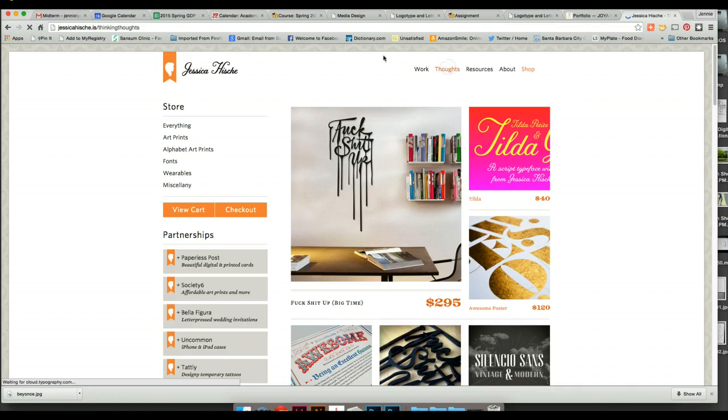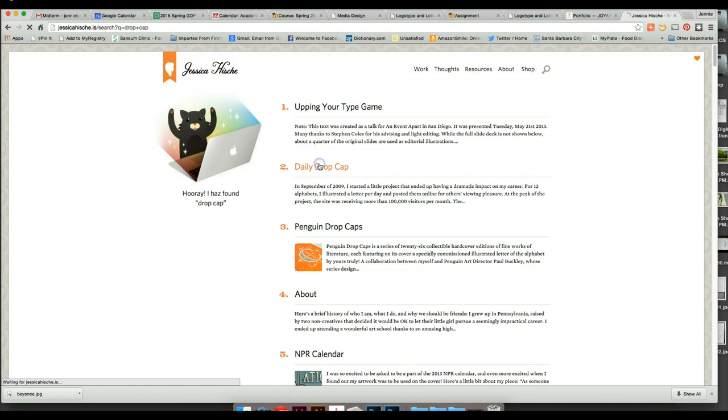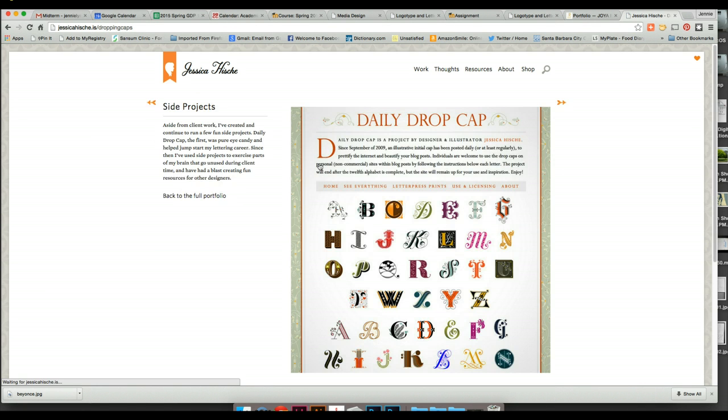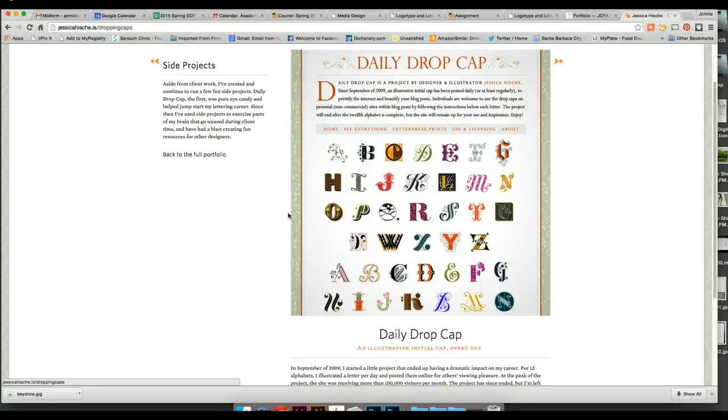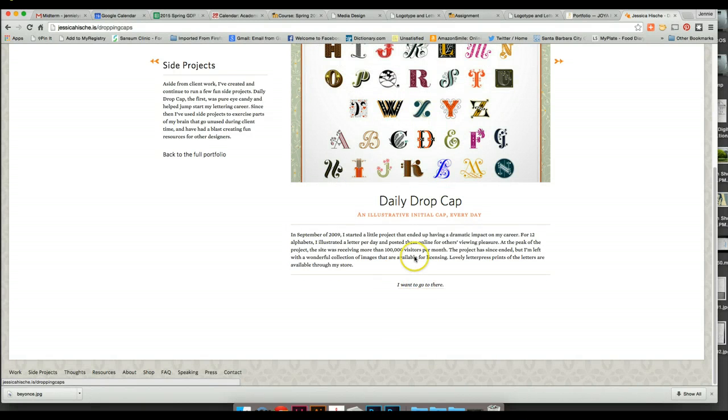Let's see if I can find it. Do you guys know what a drop cap is? If you see in type, when you have this right here, see how this D drops down into the copy? That's a drop cap. So she did a daily drop cap where every day she would do a different drop cap in a different style and just went out and started hand lettering it. Most of the stuff, she works a lot in Illustrator, so she'll hand letter it and then take it into Illustrator and go from there.